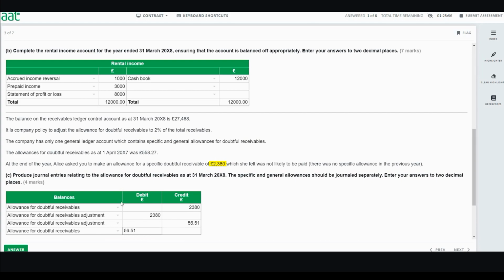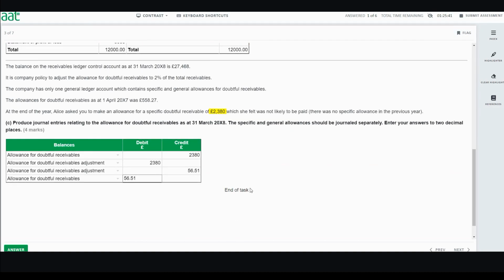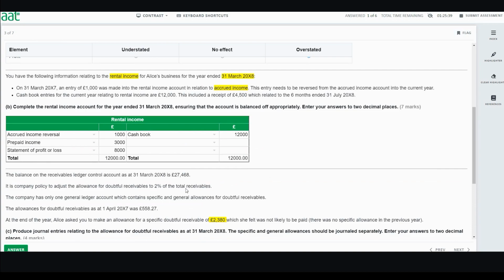So we're keeping these separate because this is, we think, going to be a specific one. So we've entered them separately, so we know that this is the one we think we're not going to get paid for, and this is the adjustment we need to make. So that's the end of that task.